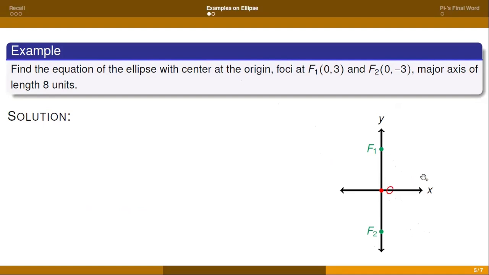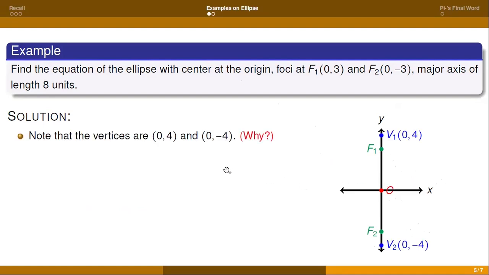Given this, the first thing that we can obtain is actually the vertices. So take note that the vertices are given by (0, 4) and (0, -4). Why is that? Well, take note that we are also given that the major axis is of length 8 units. By definition, the major axis is the line segment with endpoints at the vertices. In our illustration, given that idea, we know that this length out here must be 8 units. Moreover, we know that the distance from the center to the first vertex and to the second vertex must be the same, which means that 8 divided by 2 is 4. So this one must be of distance 4 and this one must be of distance 4 for that idea to work. That is how we obtain 4 out here.